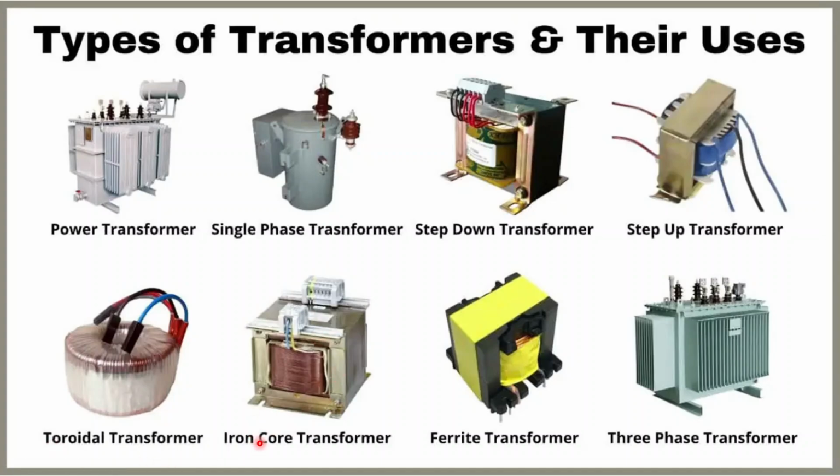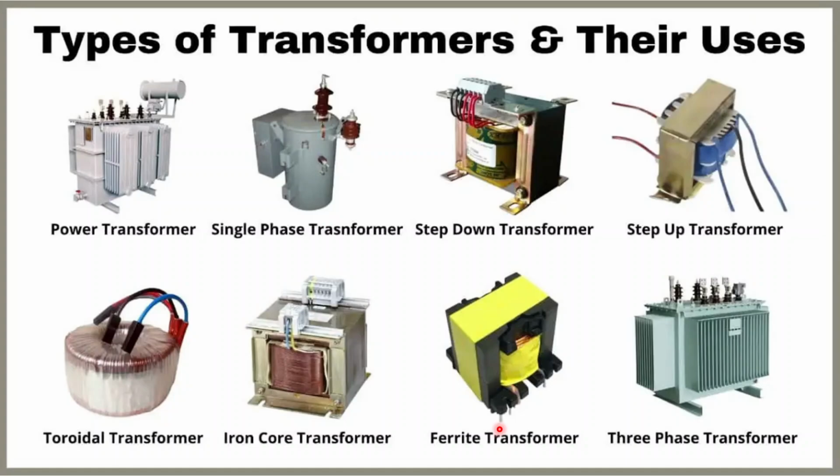Next one we have the iron core transformer. Iron core transformers use laminated iron core to minimize the energy losses due to hysteresis and the eddy currents. They are robust and suitable for the high power applications. It can be used in the electrical grids and heavy machinery. Electrical grids, they are widely used in the electrical distribution systems. Heavy machinery, industrial machines that require stable and high power levels often use the iron core transformers.